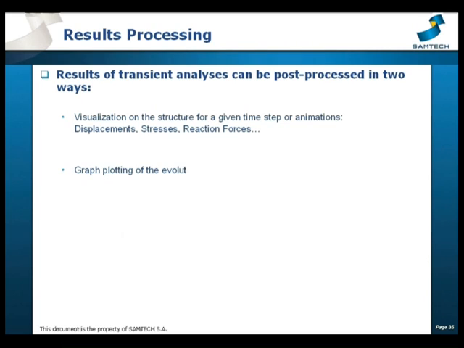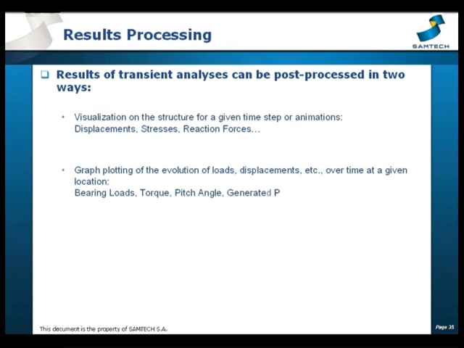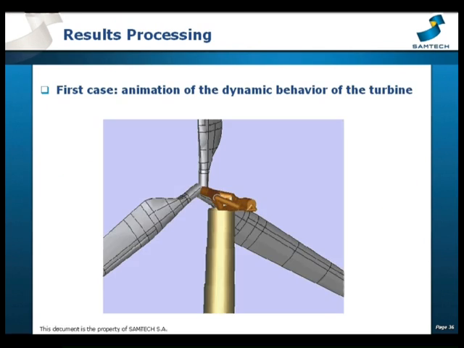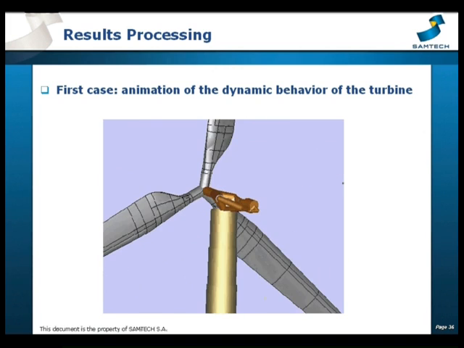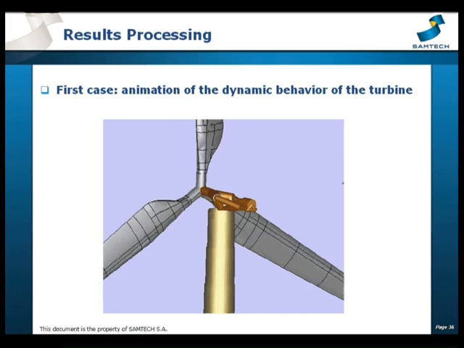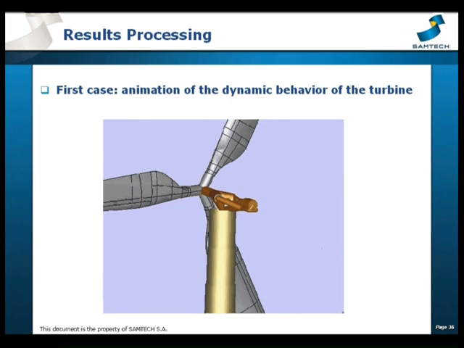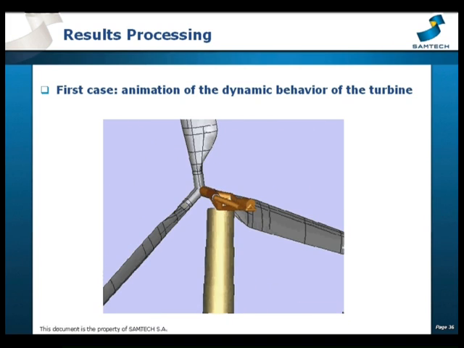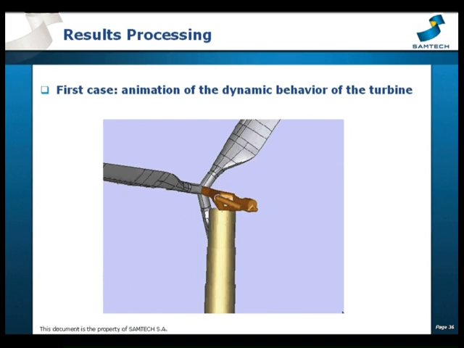The second way of representing the results is the evolution plot of a specific result over time at a given point of the structure, like loads in a bearing. This is an example of animations that can be produced. We can clearly see the motion of the tower due to highly turbulent wind, followed by an emergency stop procedure. The purpose here is to check whether the behavior corresponds roughly to expectations.